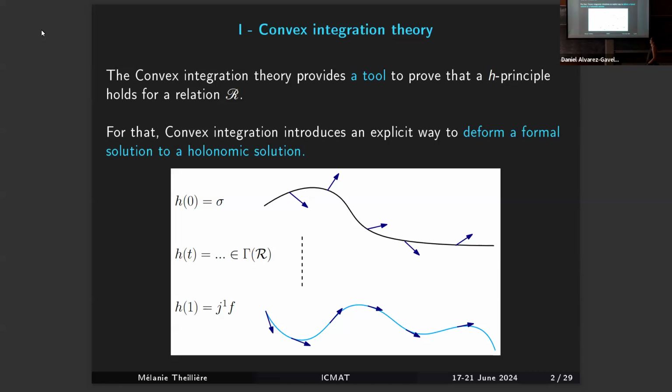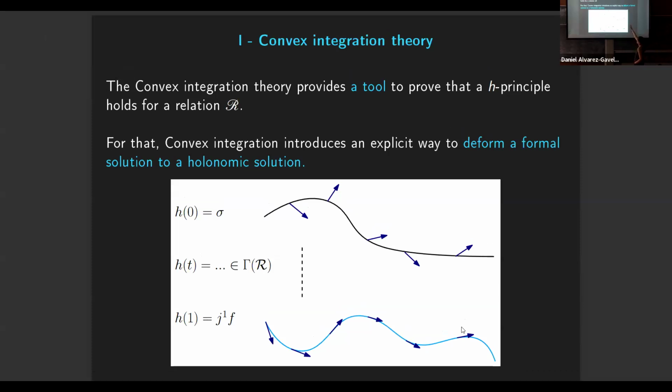So for that, convex integration introduces in fact an explicit way. So we saw yesterday explicit deformation. So an explicit way to deform a formal solution sigma to a holonomic solution V1F. And so that this homotopy is inside the section over the relation.